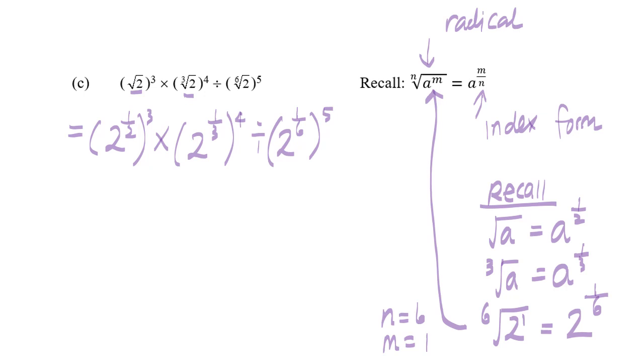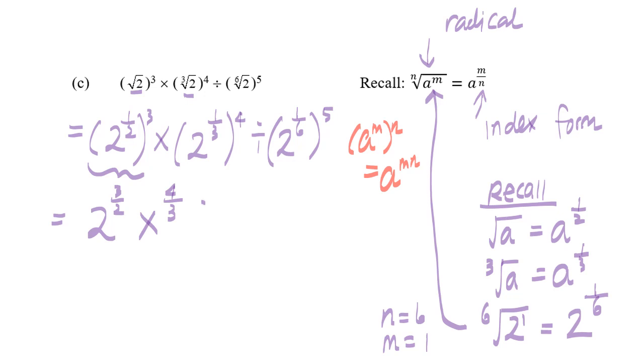Here we need to apply another rule. This rule that we are going to apply will be this. So this will give me 2 to the power half times 3. Half times 3 will give you 3 over 2. Then 1/3 times 4 gives 4 over 3. And divide by 1 over 6 times 5, which is 5 over 6.